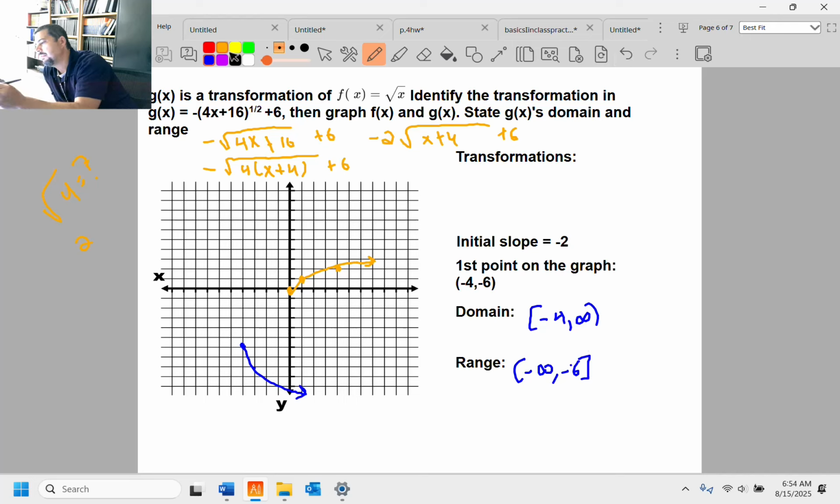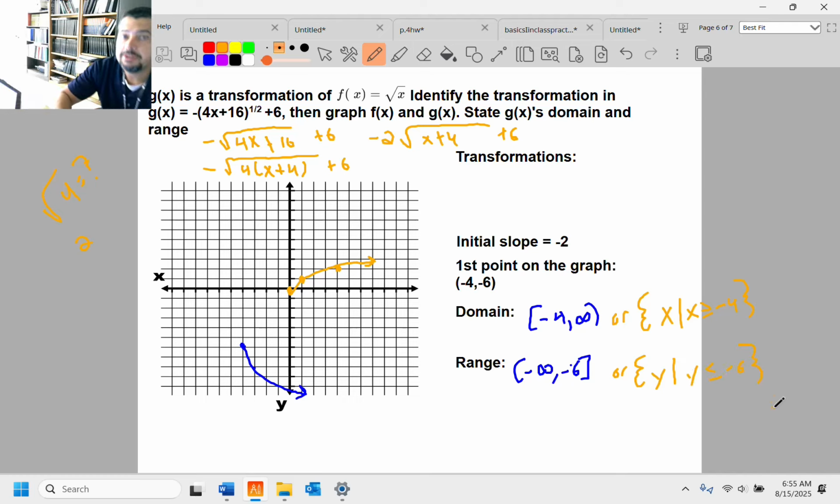And I want to do some set builder on these. I don't have the time for it, but it needs to be done. Or all values of x such that x is greater than or equal to -4. Down here, or all values of y such that y is less than or equal to -6.